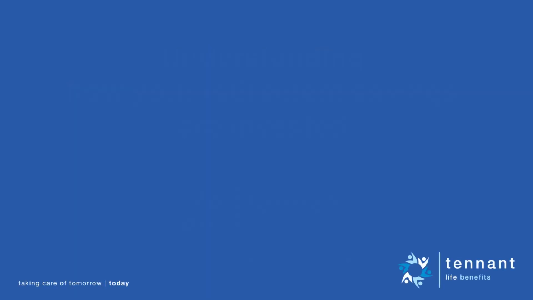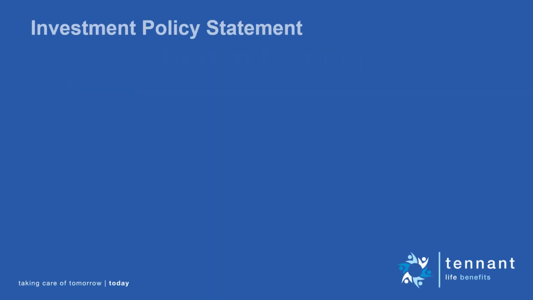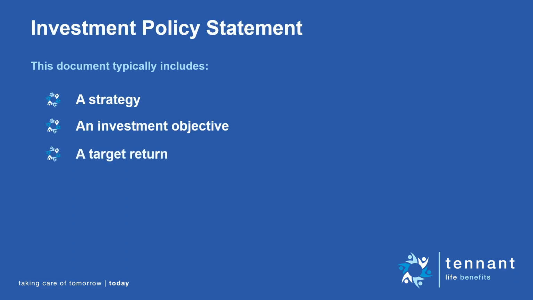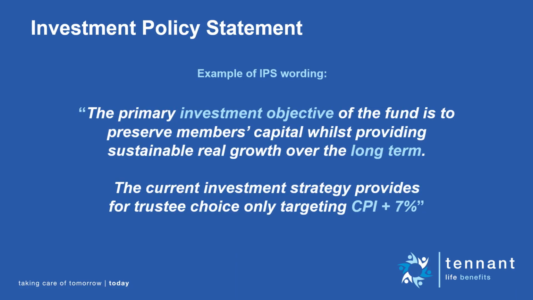Your fund trustees are required to draft a document called an investment policy statement. This document includes a strategy, investment objective, a target, and details the portfolios which members have access to. The investment policy is likely to contain a statement along these lines. The primary investment objective of the fund is to preserve members' capital whilst providing sustainable real growth over the long term. The current investment strategy provides for trustee choice only, targeting CPI plus 7%.